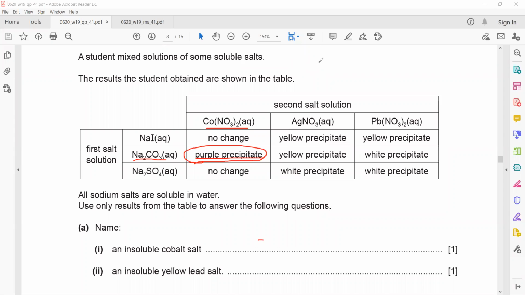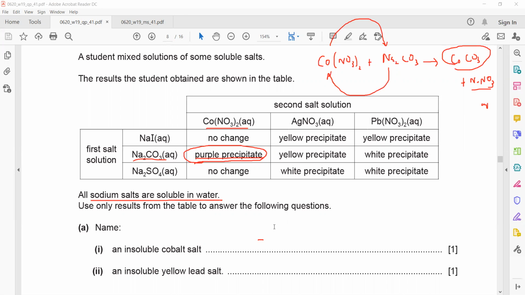What happened is, you have cobalt nitrate mixed with sodium carbonate. When you mix them together, you observe a purple precipitate, which means a reaction occurs. Sodium takes the position of cobalt, and cobalt takes the carbonate, so it formed cobalt carbonate plus sodium nitrate. Because they already mentioned all group 1 sodium salts are water soluble, this will be aqueous. So what you're left with is cobalt carbonate. Is it clear?